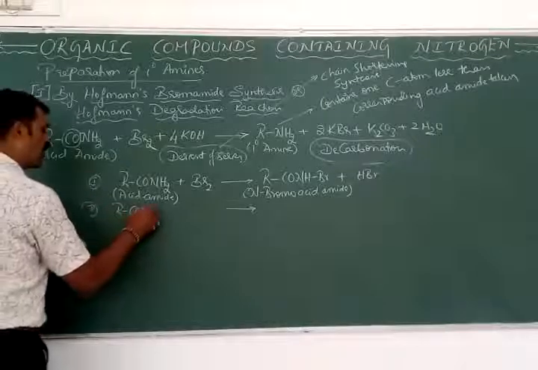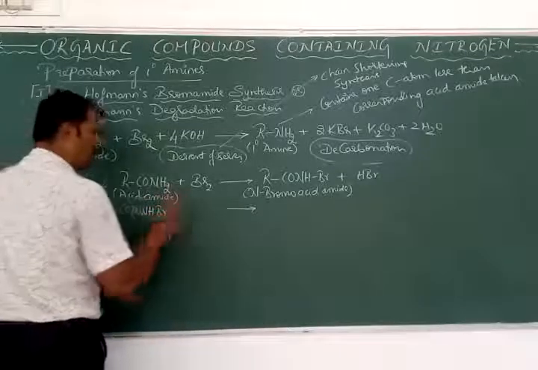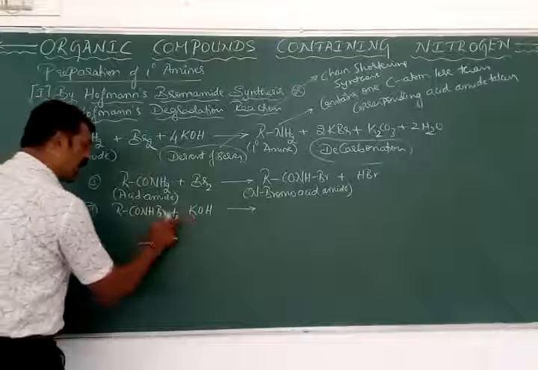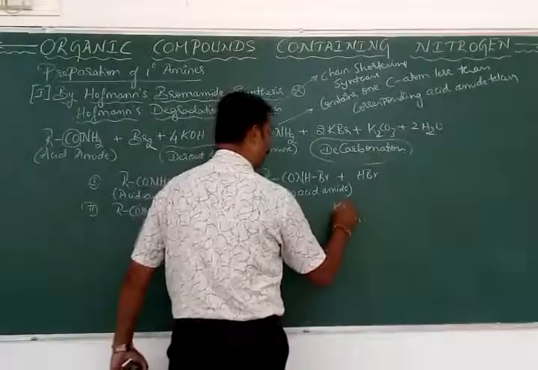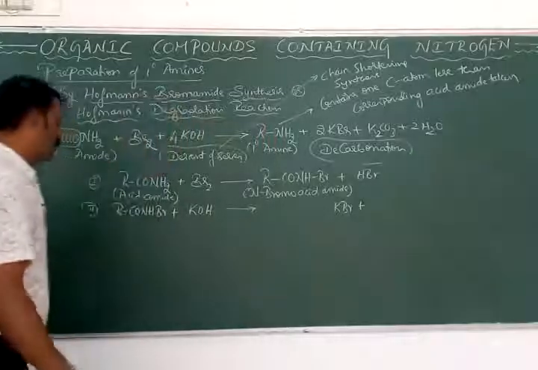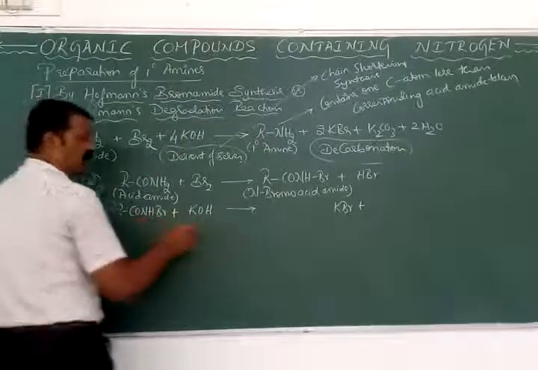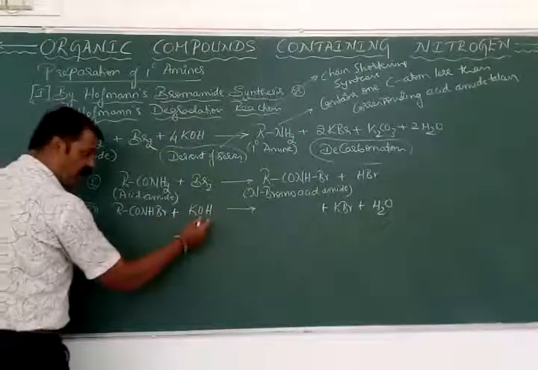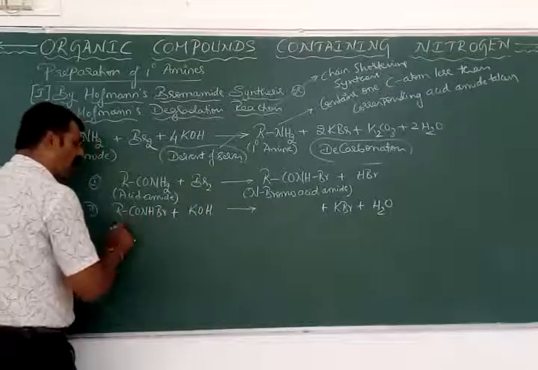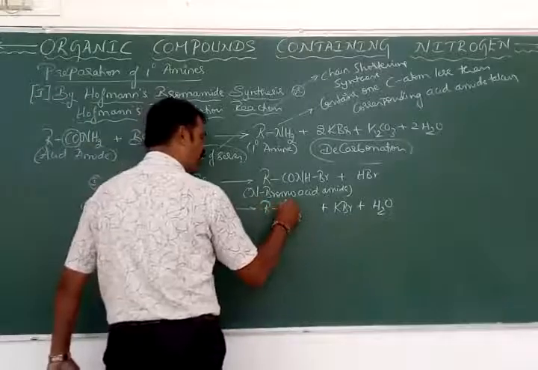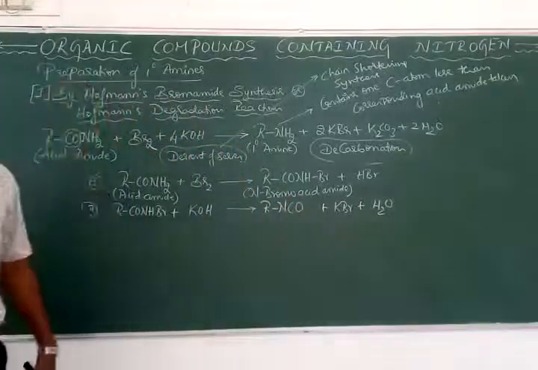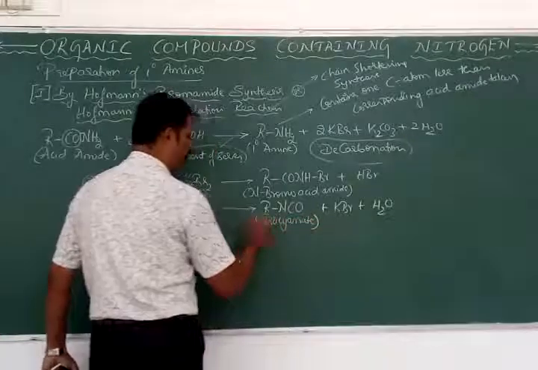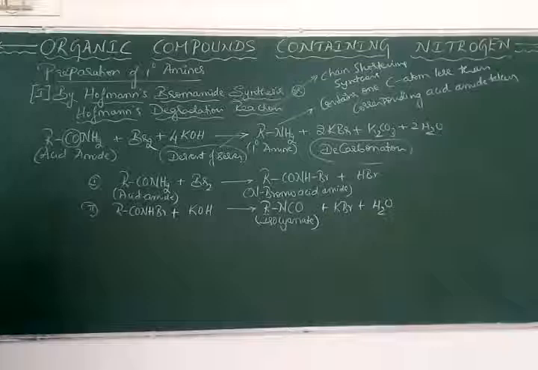Then the second step: this RCONHBr is made to react with KOH. Here this is K, this is Br. That is first removed in the form of KBr, plus the removal of OH with H in the form of H2O. K with Br is removed as KBr and OH with H is removed as H2O. Now I am left with RCON. But here it is not RCON. It undergoes rearrangement in the form of RNCO. This is the respective isocyanate, maybe an alkyl or it may be an aryl, depending upon the value of R.